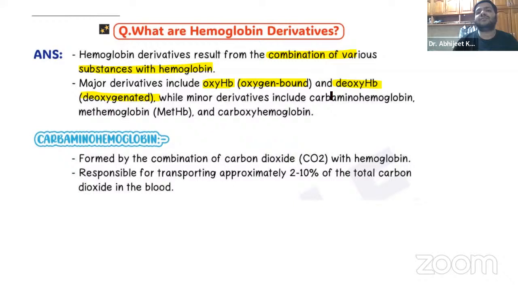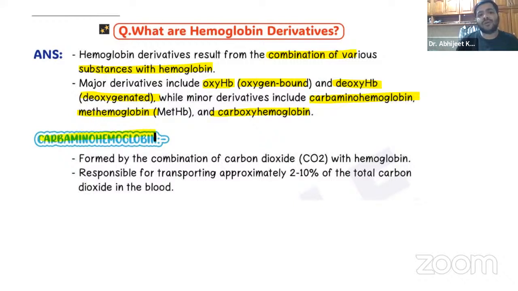While the minor derivatives include carbaminohemoglobin, right? Apart from the oxygenated and deoxygenated parts, what else can bind to the hemoglobin? We have carbaminohemoglobin, methemoglobin, and carboxyhemoglobin. And that is something which will result in disorders, guys. Normally people know hemoglobin has affinity for oxygen, but there are certain other substances which can also bind to hemoglobin.